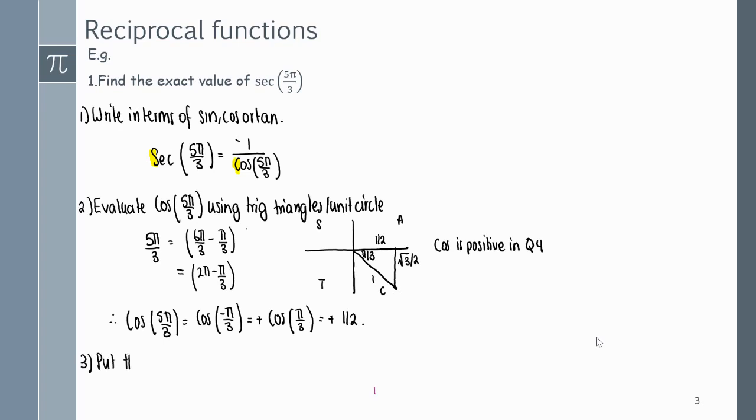Three, last and final step. All we do is we put this answer back into my equation at the start, and I'm going to label this equation with a star. So we get that sec 5 pi on 3 is really equal to 1 over cos 5 pi on 3, and we know that cos 5 pi on 3 is positive a half.